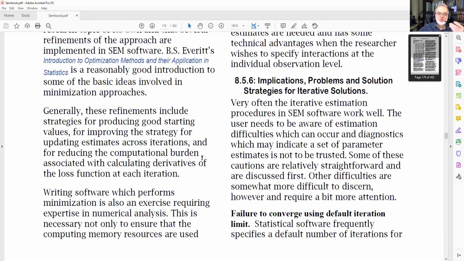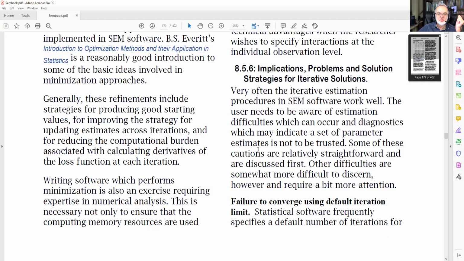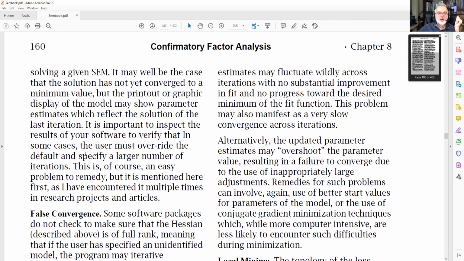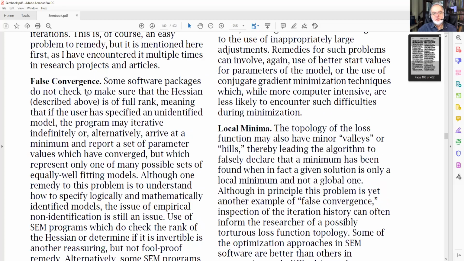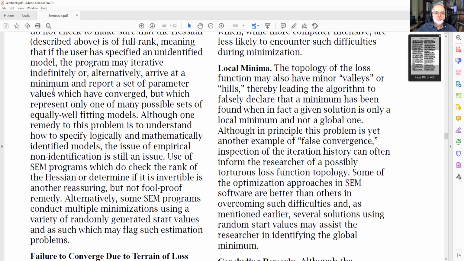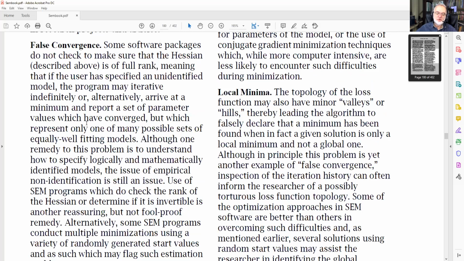Curiously, that's exactly what I start talking about in here. Just change the iterations. Sometimes when you're running your program, you can have an issue of false convergence. That is, maybe as it's doing its minimization, the search terrain is not smooth.